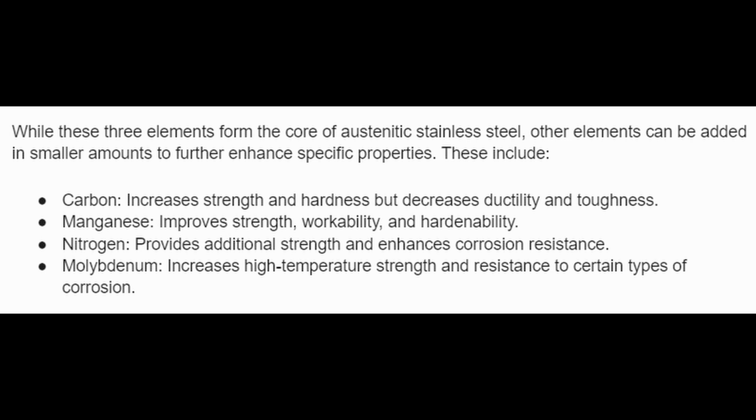While these three elements form the core of austenitic stainless steel, other elements can be added in smaller amounts to further enhance specific properties. These include carbon, which increases strength and hardness, but decreases ductility and toughness. Manganese improves strength, workability, and hardenability. Nitrogen provides additional strength and enhances corrosion resistance. Molybdenum increases high temperature strength and resistance to certain types of corrosion.